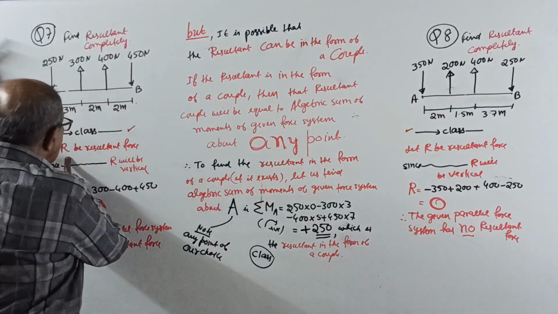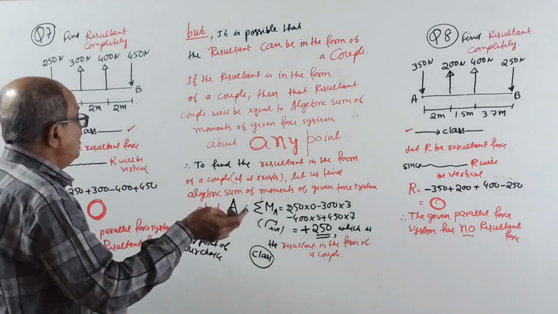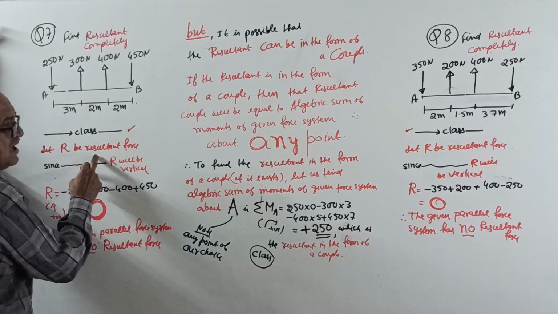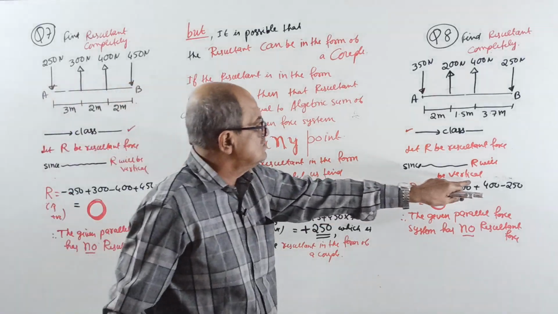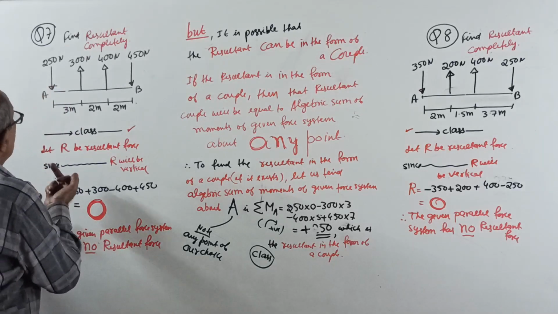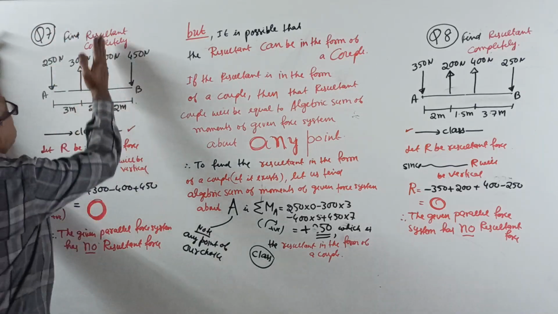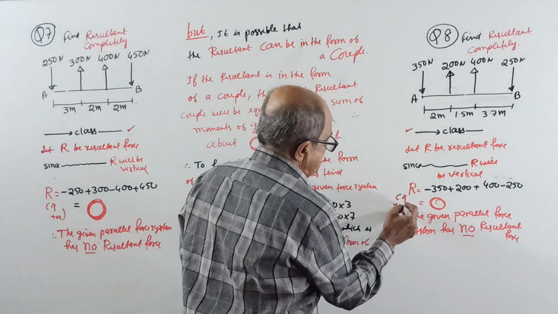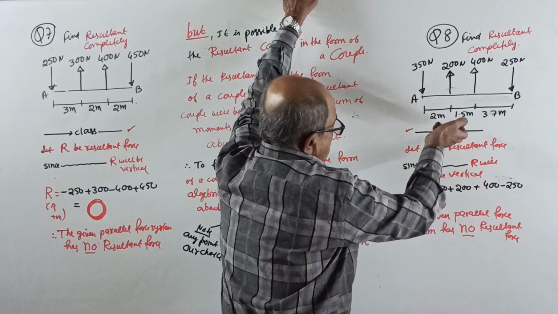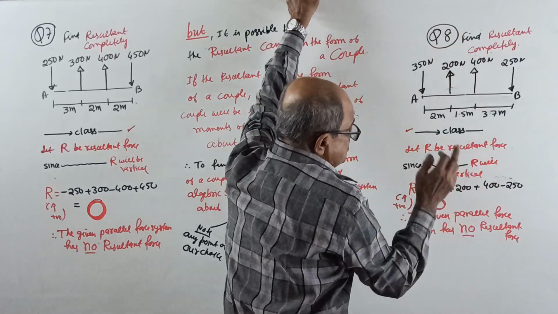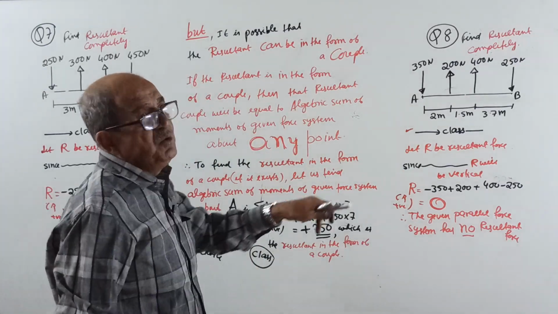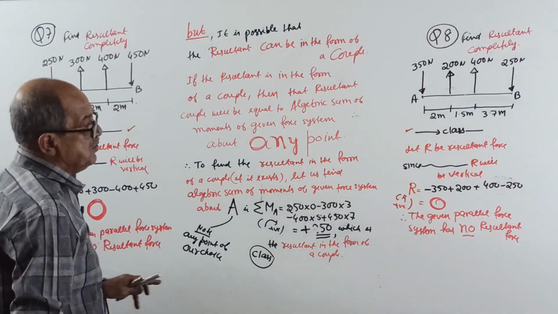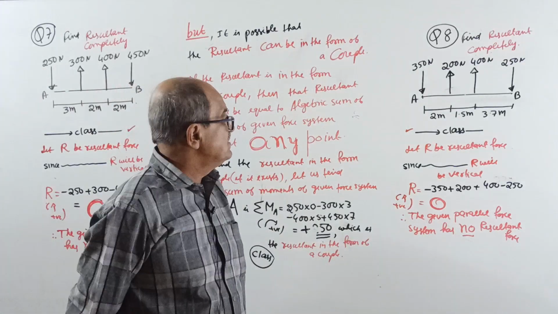So, resultant R will also be a vertical force. Let R be the resultant force. Since all the forces are vertical, the resultant will also be vertical. I wrote here also. Okay, now R equals, taking upward positive, minus 250 plus 300 plus 400 minus 450, that is 0. Here, resultant, I will take upward positive: minus 350 plus 200 plus 400 minus 250. Here also 0. You first solve this question. After completing, go to that question. Don't mix the questions. Now, the given parallel force system has no resultant force. Same statement there: the given parallel force system has no resultant force.